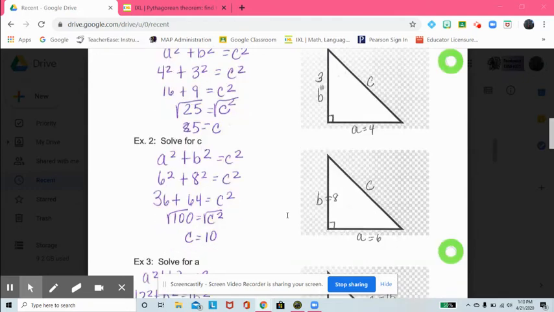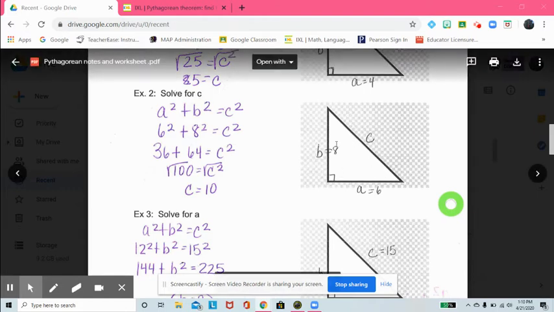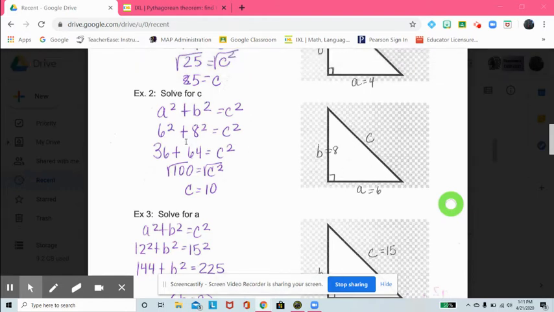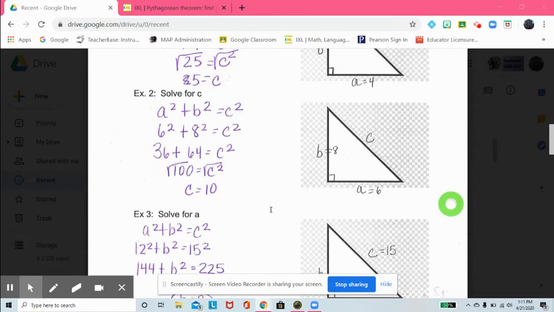Okay, so let's try another one. A squared plus b squared equals c squared. In this case, your a is 6, your b is 8. So you're going to put 6 squared plus 8 squared equals c squared. 36 plus 64. 36 is 6 times 6, 64 is 8 times 8, equals c squared. 36 plus 64 is 100. So you're going to get 100 equals c squared. You'll take the square root of each side, and your hypotenuse is 10.